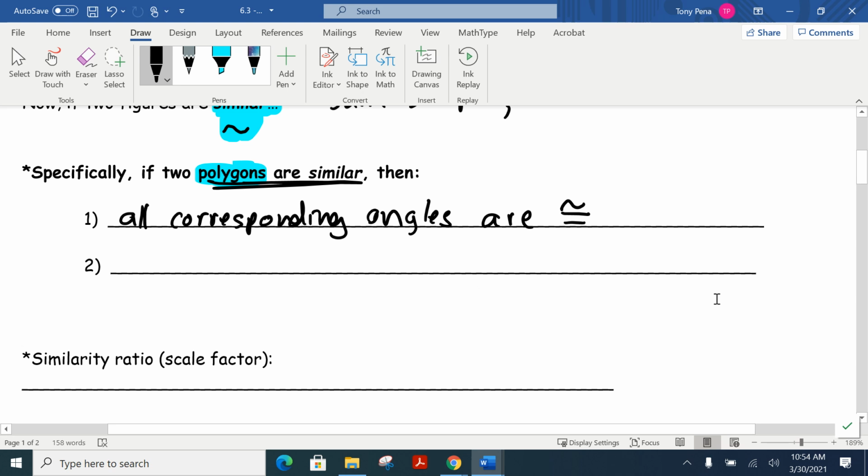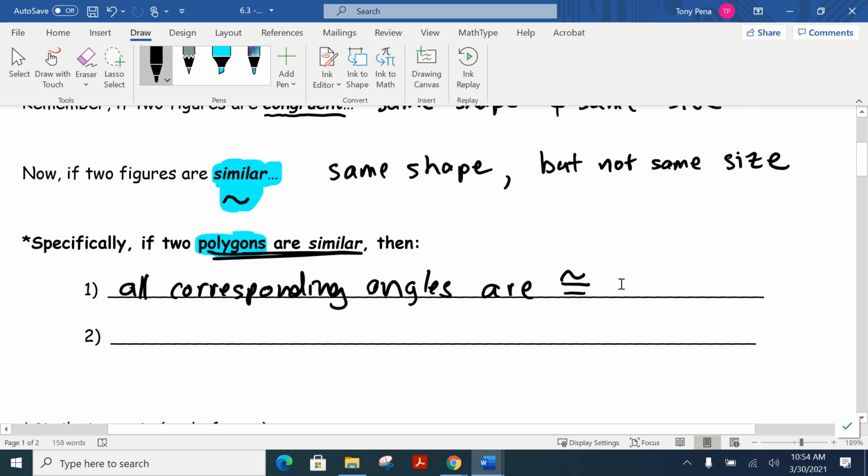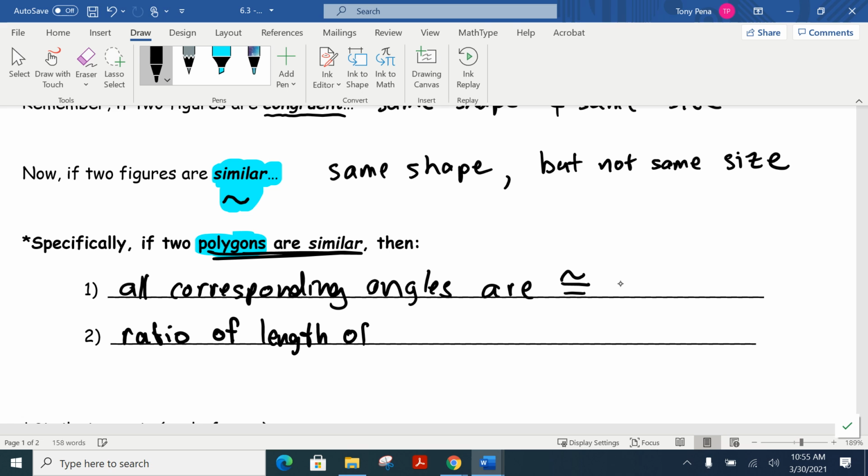All right, then the other thing. So all corresponding angles are congruent. And then all of the sides, we're going to write this way: the ratio of the length of the sides are constant. We'll put that, or the same, however you want to put it. So a lot of words there. Go ahead and write that, and then I'll kind of show you with some graphs what those then mean.